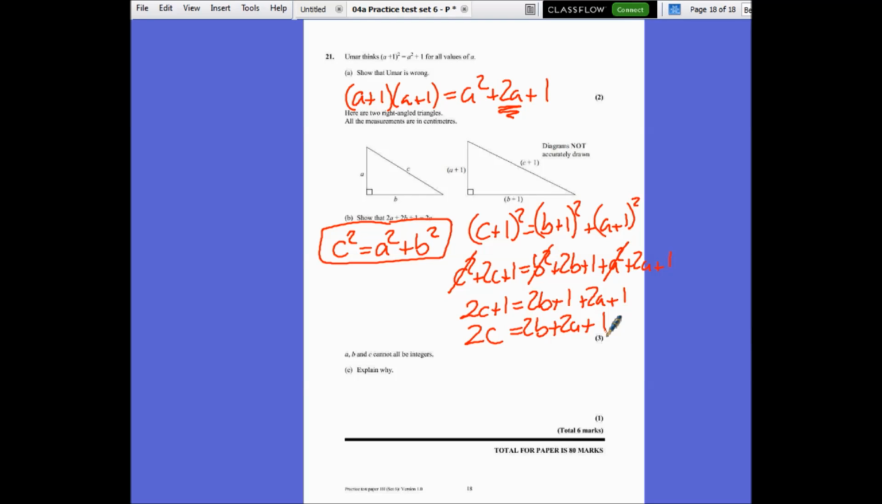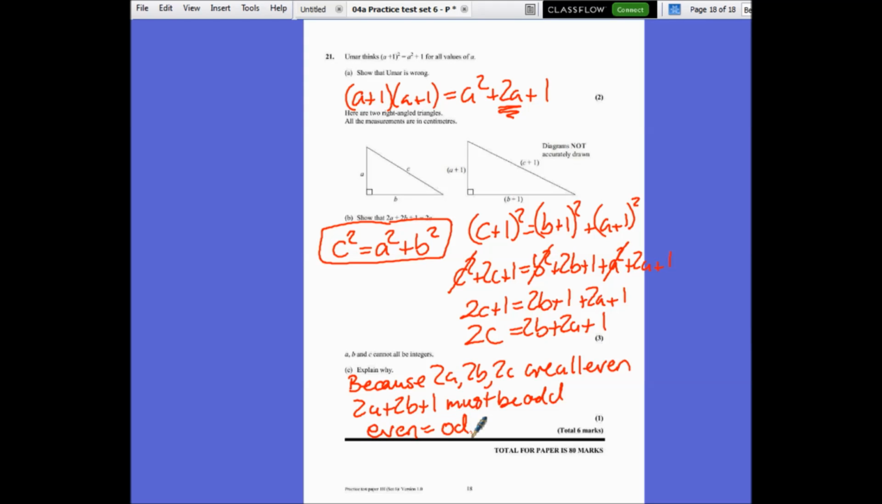Explain why. Well, to explain why this can't be true, 2a, 2b and 2c are all even, because they are multiples of 2. So 2a plus 2b plus 1 must be odd, because we've got two even numbers being added together, which would be even, and the plus 1 would make it an odd number. We've been told that 2c, which is an even number, is equal to an odd number, and that cannot be true. So an even cannot be equal to an odd, therefore these cannot be whole numbers, because this would only work if these were integers.